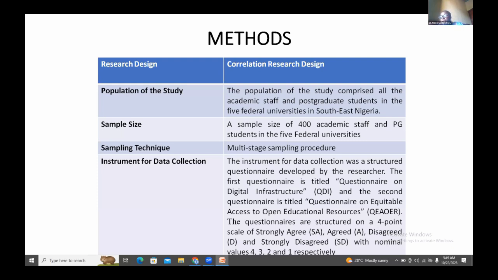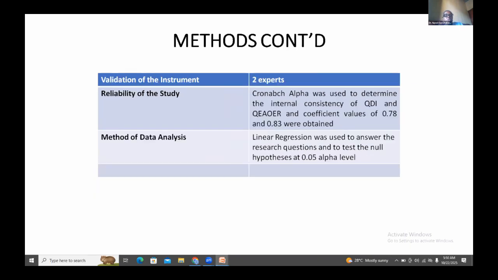The instrument for data collection comprised structured questionnaires developed by the researcher. The first questionnaire was titled Questionnaire on Digital Infrastructure, and the second was titled Questionnaire on Equitable Access to Open Educational Resources. The questionnaire was structured on a 4-point scale of strongly agree, agree, disagree, and strongly disagree, with nominal values of 4, 3, 2, and 1 respectively. Validation of the instrument was done by 2 experts. Reliability of the instrument was determined using Cronbach's alpha to establish internal consistency. Coefficient values of 0.78 and 0.83 were obtained.